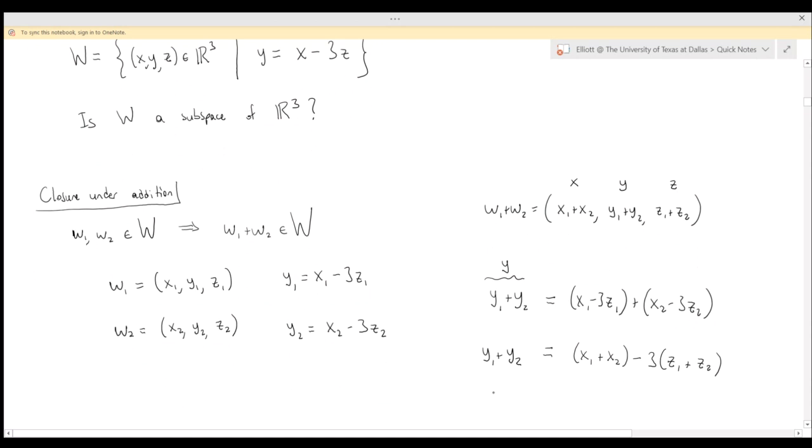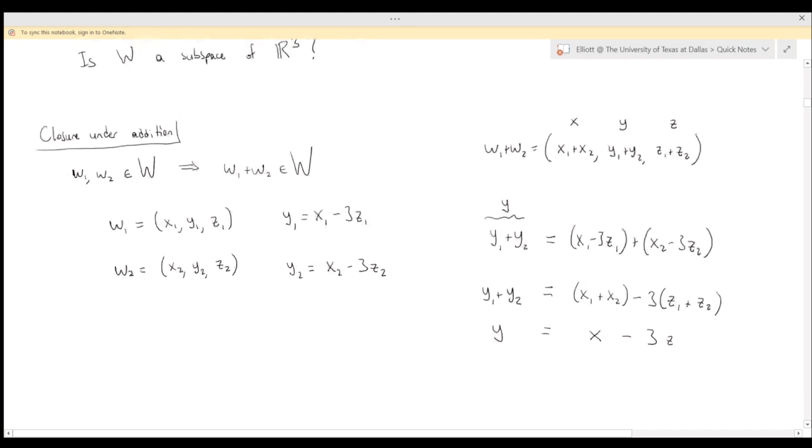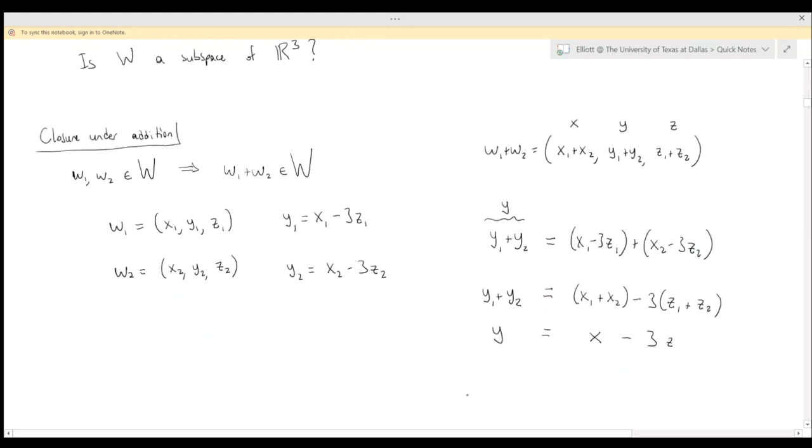Okay, so here what we see is that the y-coordinate of the sum is indeed equal to the x-coordinate of the sum, and then minus 3 times the z-coordinate of the sum. So in other words, the sum satisfies this defining condition, and therefore it is within the set W. And so we can say the sum W1 plus W2 is in fact an element of W.